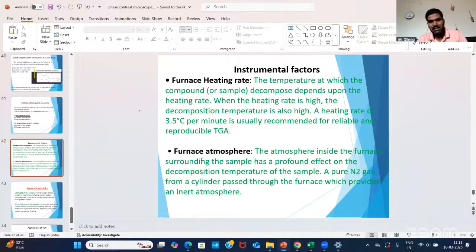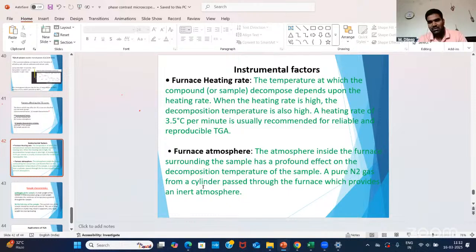Next, coming to the furnace atmosphere. The atmosphere inside the furnace surrounding the sample has a profound effect on the decomposition temperature of the sample. There will be an atmosphere around the sample in the furnace that affects its decomposition the most.